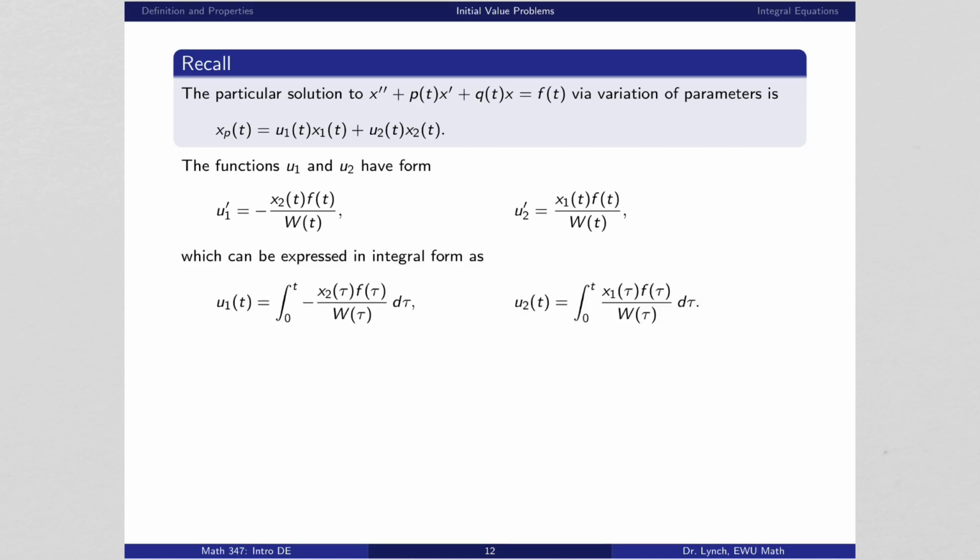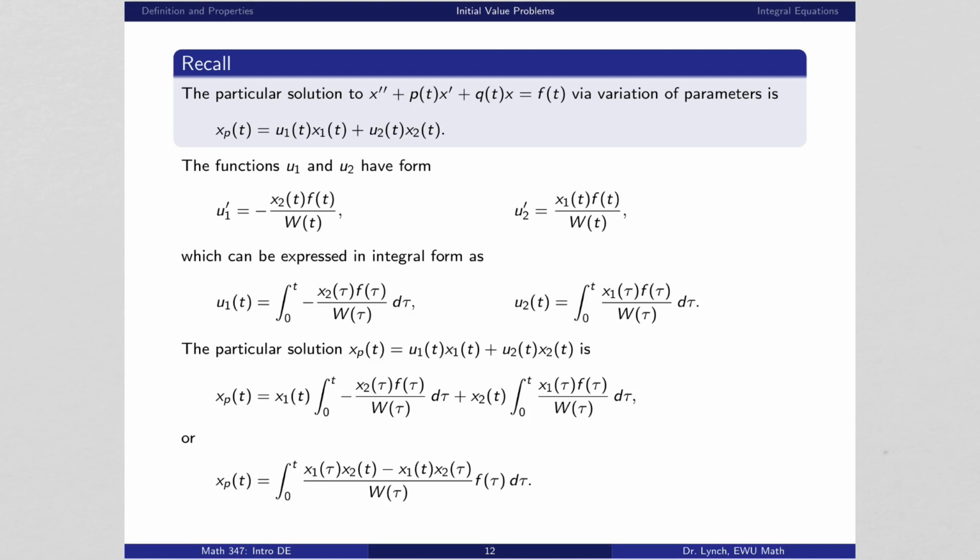Now here I'll do something kind of new and write these functions u1 and u2 as definite integrals instead of indefinite integrals. And the reason that we want to do that is because when we go ahead and write the particular solution as u1x1 plus u2x2, it turns out we can write that all as one integral. Okay, so I'll suggest that you go ahead and pause the video and just verify this, but we can put this combination of x1, u1, x2, u2 together and scrunch things down into just one integral.